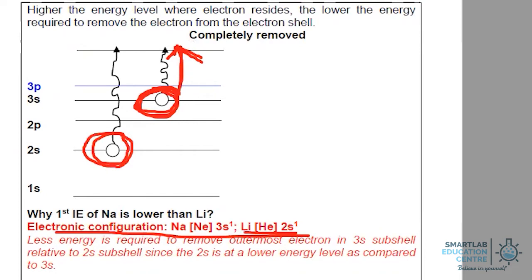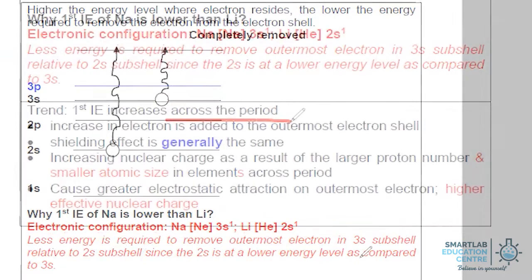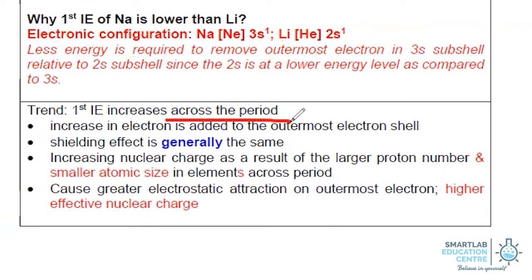So the way to present the argument is simply to say that less energy is required to remove an electron from the 3s subshell relative to 2s, since the 2s subshell is at a lower energy level. With that, let's take a look at the first ionization energy of the elements across the period.